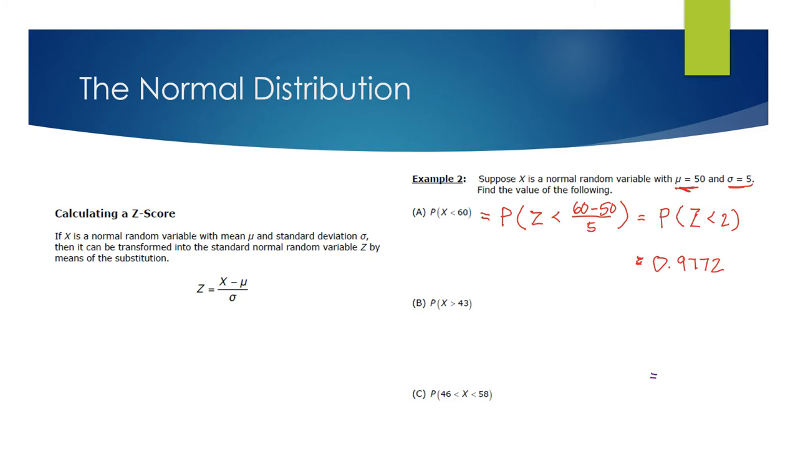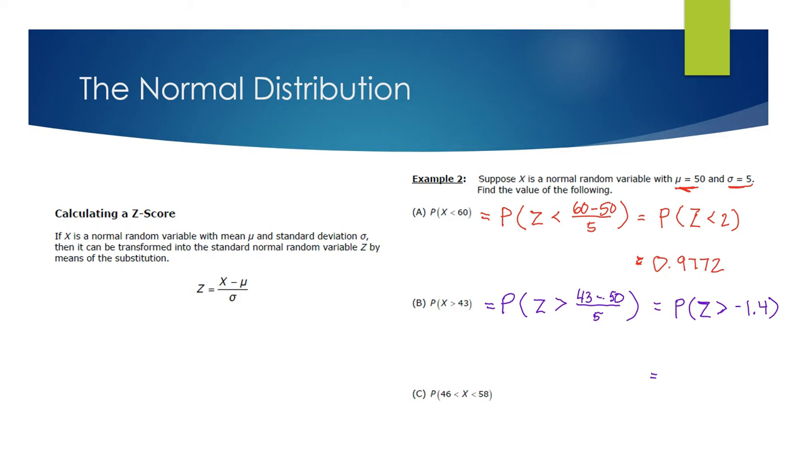Well, there's two ways you could actually handle this circumstance. But the first thing I'm going to do is translate this into a z-score situation. So I'm actually looking for the probability that z is greater than (43 minus 50) over 5, which means that z is greater than negative 1.4.